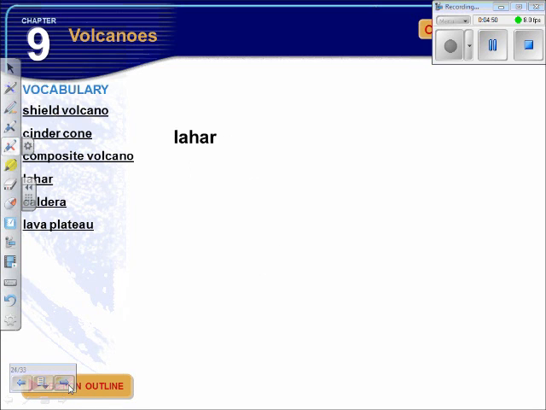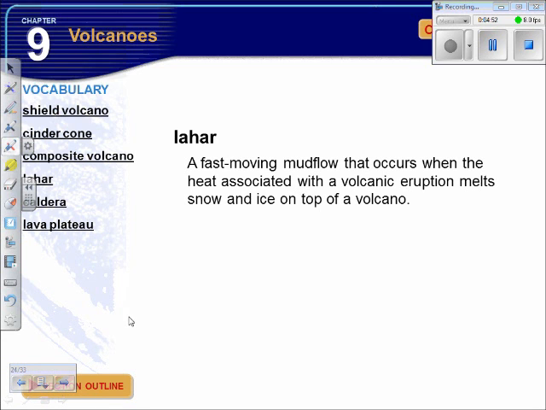A lahar. We're going to see evidence of a lahar in the Dante's Peak movie. It's a fast-moving mud flow that occurs when the heat associated with volcanic eruption melts snow and ice on the top of a volcano. We will see a lahar, but we're also going to see a pyroclastic flow and a lava slide in the video, and I want you to pay attention to that, because in that type of environment, it probably wouldn't happen.